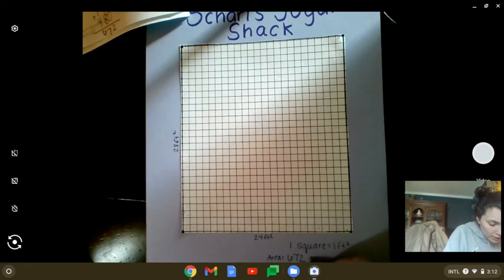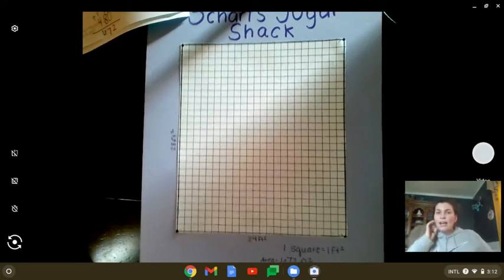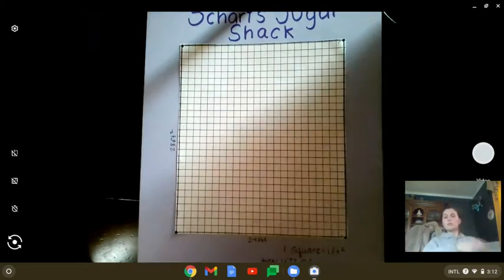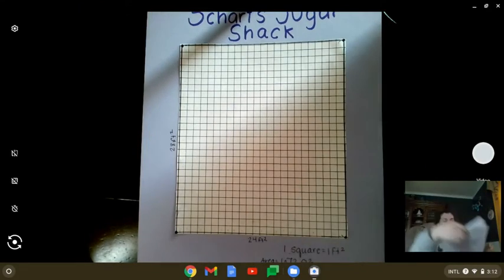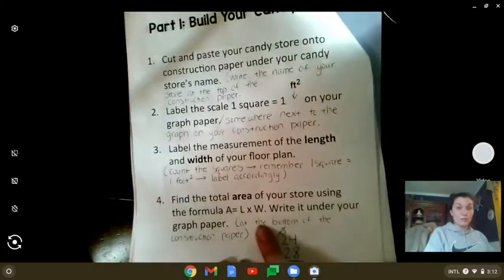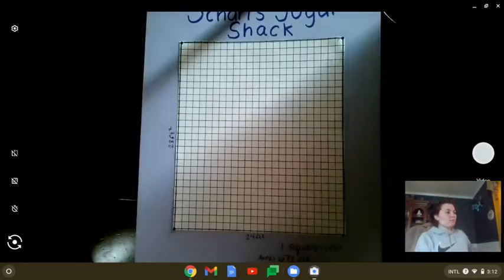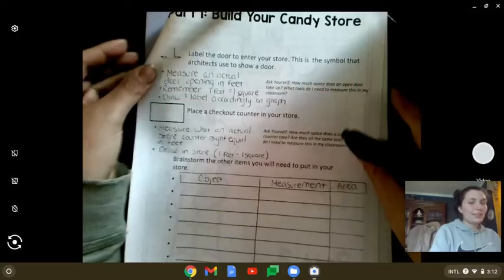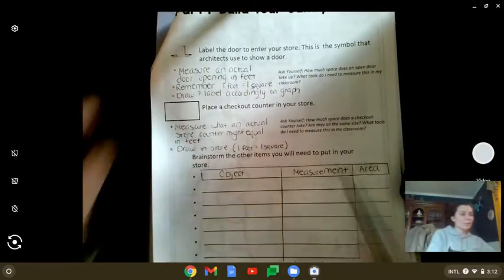equals 672 square feet. I'm going to label that on my construction paper. Okay, so number 4, checked off, ready to go. Now we got to get actually to the planning part.